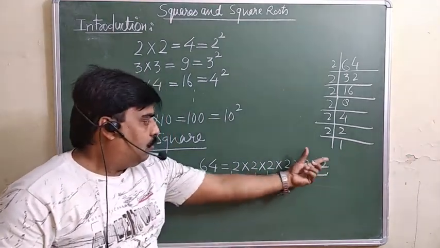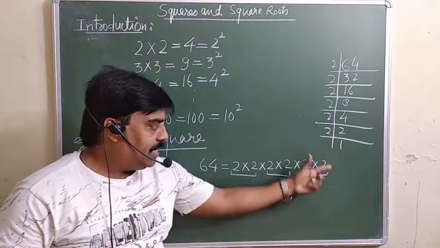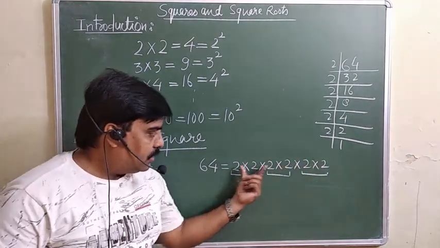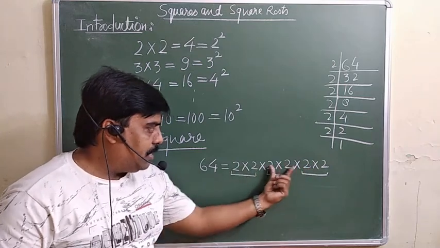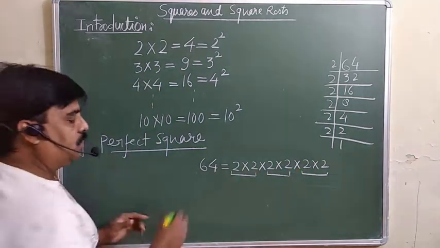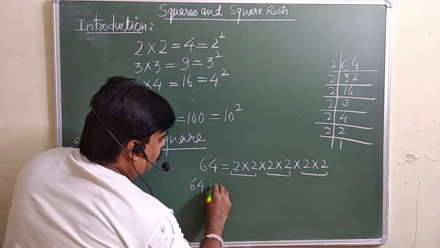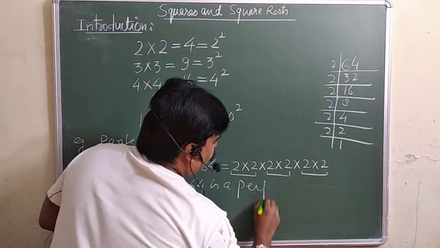So if all the factors you are getting are in pairs, all the factors you have found come in pairs, you can say this number is a perfect square. So you can say 64 is a perfect square.